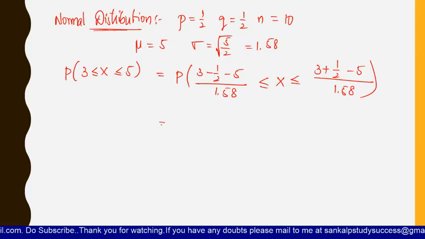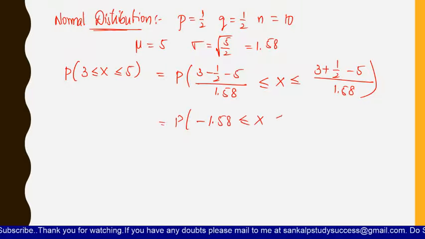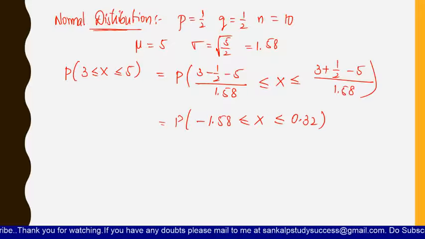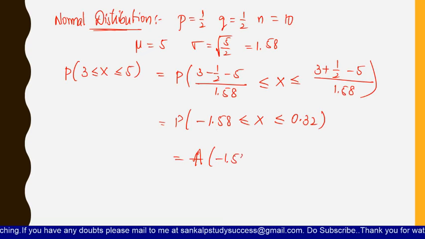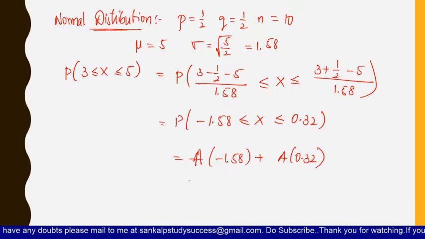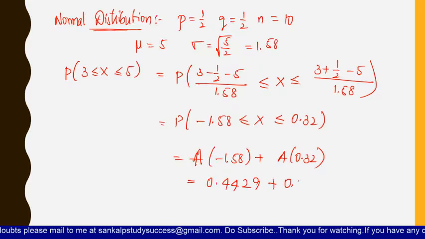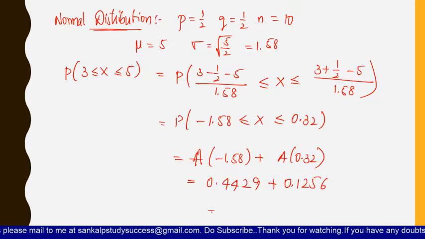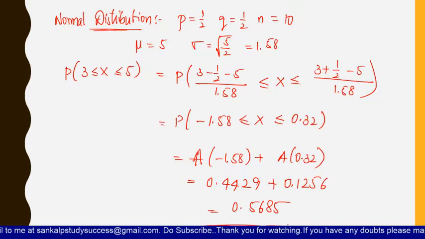So now if you solve this, you will get minus 1.58 less than or equal to x less than or equal to 0.32. Now, here both the signs are different. That means you have to add the areas, right? Area of minus 1.58 plus area of 0.32. So the values of this are 0.4429 plus 0.1256. So if you add these values, you will get 0.5685. This is the exact value which you get.